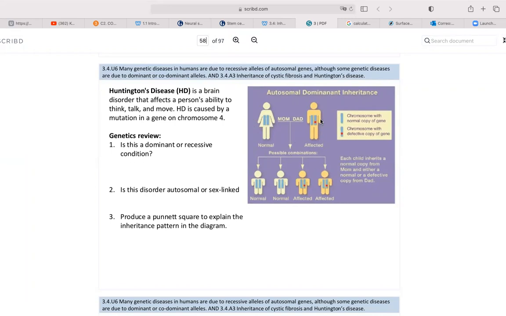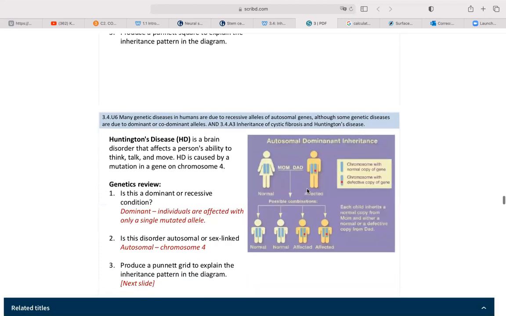Okay, you have a mom, you have a dad, chromosome with a normal copy of the gene. Okay, as you can see here, but the dad has something, a chromosome with a defective copy of a gene. So something is not good with that gene, okay? So that is the person that is affected. Which are the possible combinations in this case? If you see, 50% has normal condition, 50% has been affected by this disease, okay? Each child inherits a normal copy from mom and either a normal or a defective copy from dad. That's why it's 50-50. That is the probability.